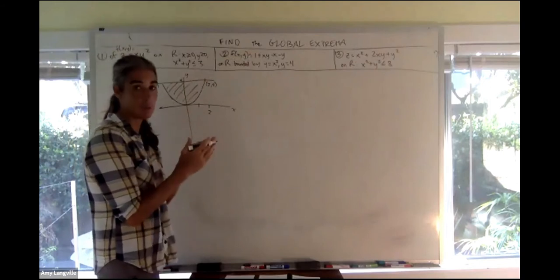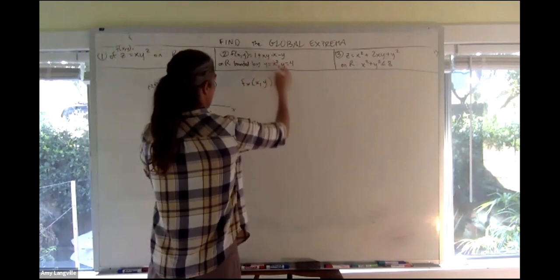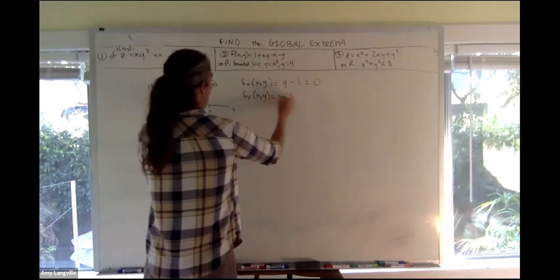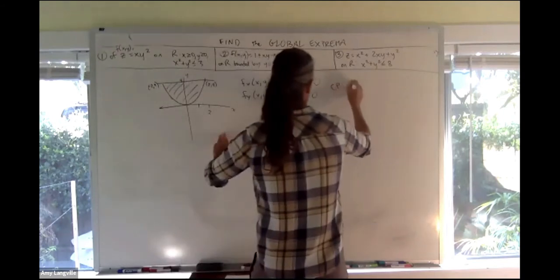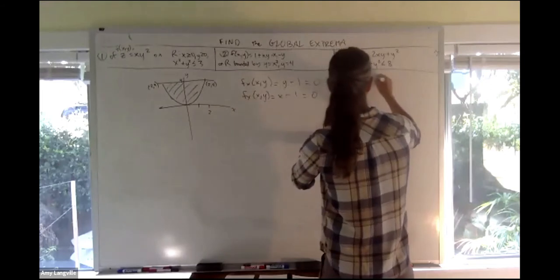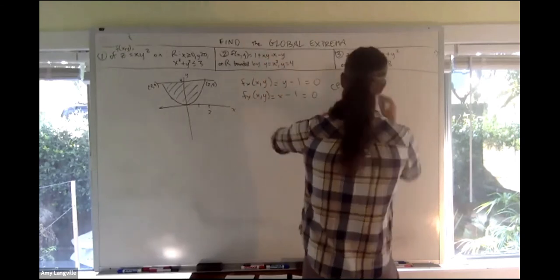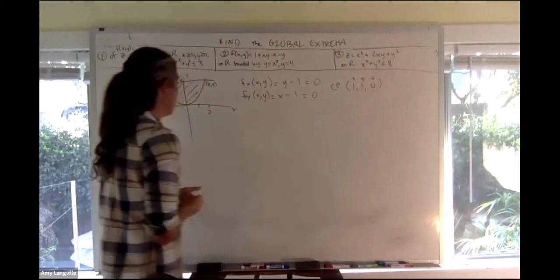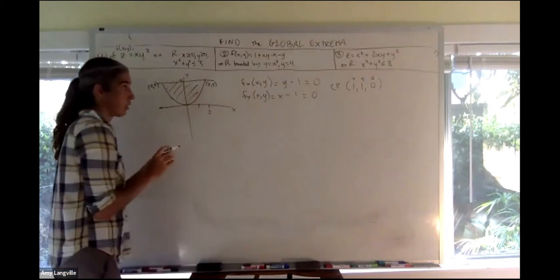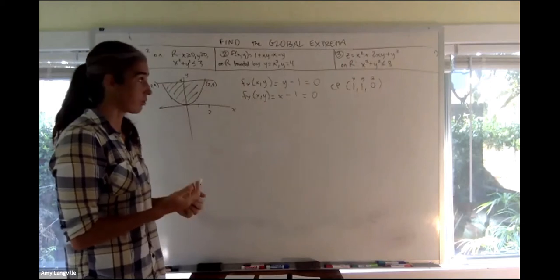They happen at CPs and BPs. So let's get the CP first. f of x, y will be y minus 1 equals 0. f of y, x, y will be x minus 1 equals 0. So we get a CP at x equals 1, y equals 1. And just to be complete, the corresponding z value would be 1 plus 1 minus 1 minus 1. So that's 0. So what we know is at the point 1, 1, we are on the xy plane. That's a CP. Now we need to get the BPs to compare who's the biggest and smallest out of those.